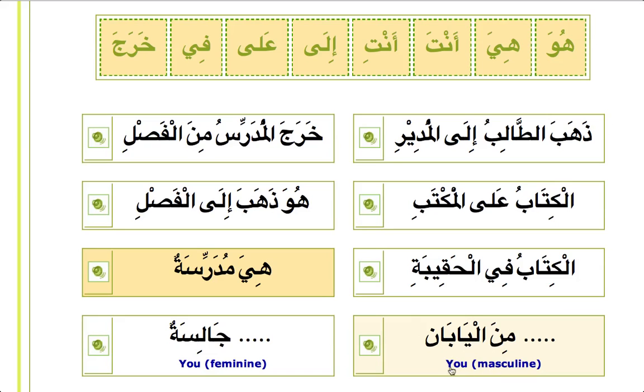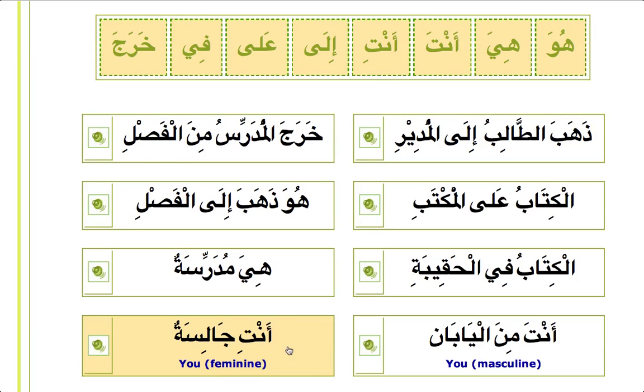So here we see in blue, it's asking us for you to give a pronoun for masculine you. What is it? Masculine you. Anta. Anta minal yabani. You are from Japan. And here it's asking for feminine pronoun, and it is anti. Anti jalisatun. You are sitting.